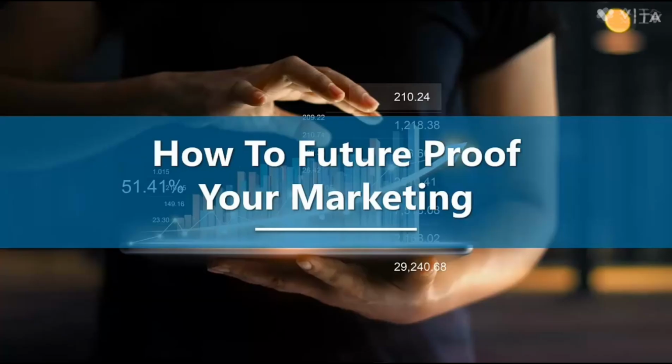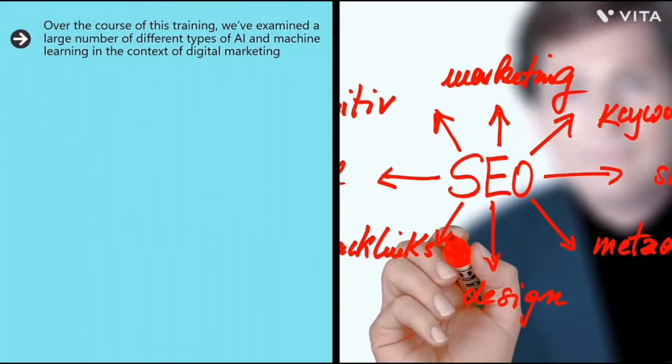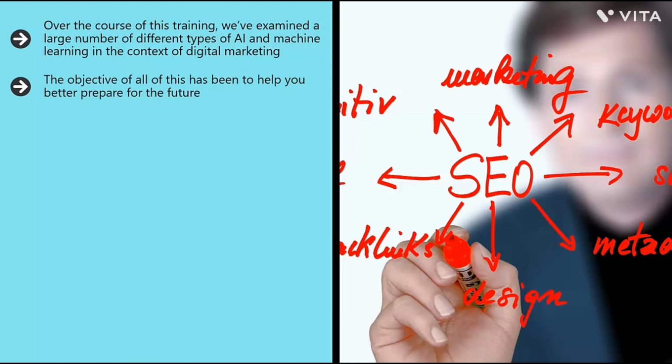How to future-proof your marketing. Over the course of this training, we've examined a large number of different types of AI and machine learning in the context of digital marketing. The objective of all this has been to help you better prepare for the future.